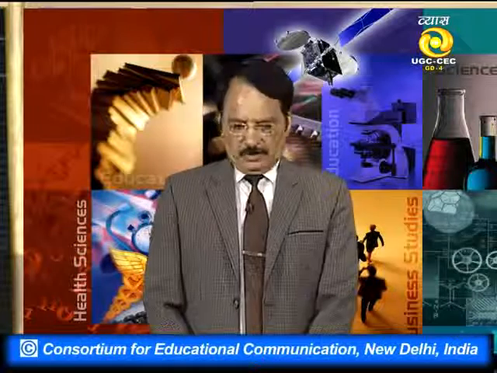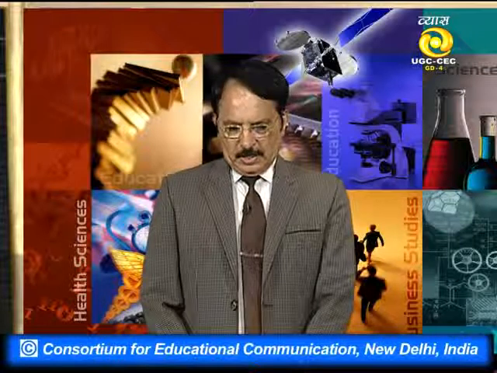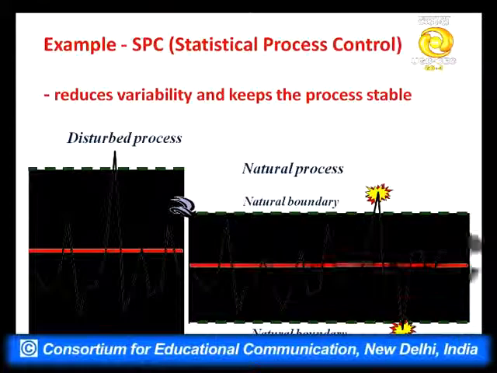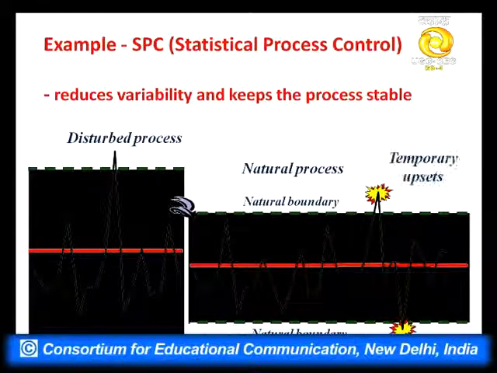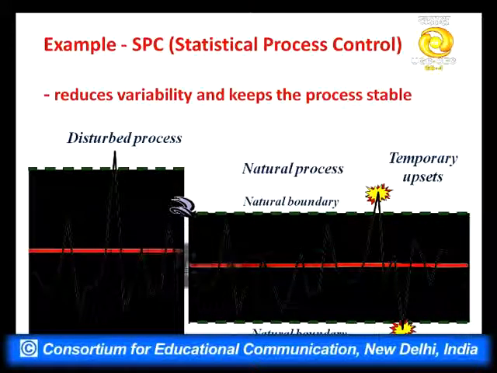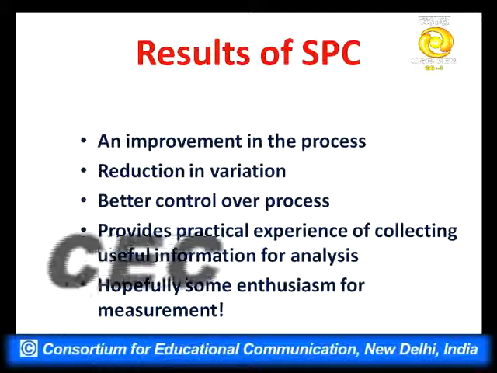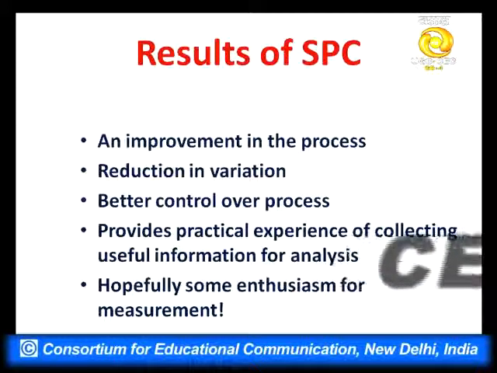And in the graph, this shows the natural process. Natural boundaries are given by the control limits, and temporary aspects are also shown. These are temporary offsets which are disturbing the process. Something is going wrong and that is to be rectified. And the results of SPC, what do we get out of SPC? SPC is statistical process control: an improvement in the process, reduction in variation.